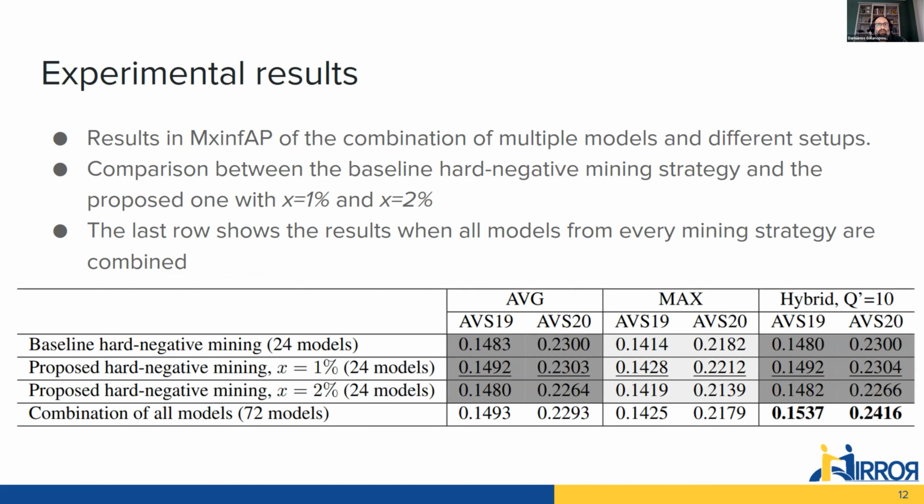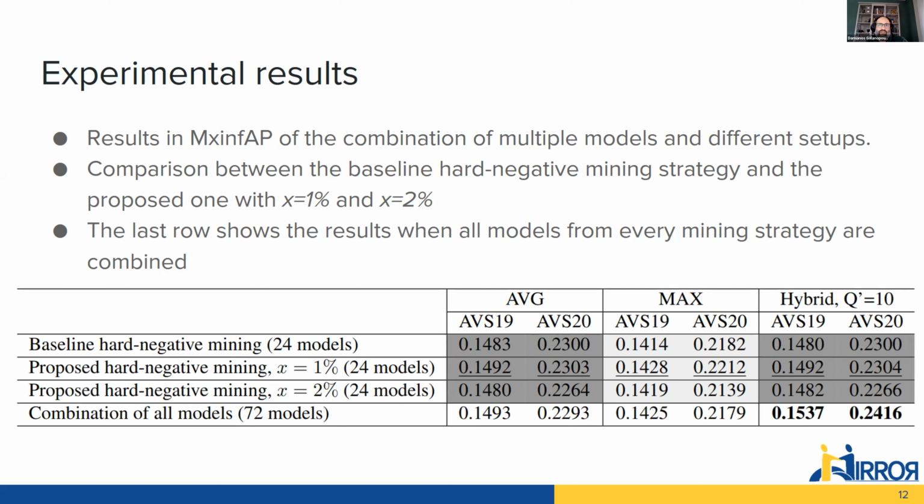In this slide, we can see the results in terms of mean extended inferred average precision of the combination of multiple models and different setups. We illustrate comparisons between the baseline hard negative mining strategy and the proposed one with X at 1% and 2%. Moreover, the last row shows the results when all models from every mining strategy are combined. We can see that the proposed hard negative strategy using X equals 1% slightly improves the performance on both evaluation datasets, following any fusion strategy.